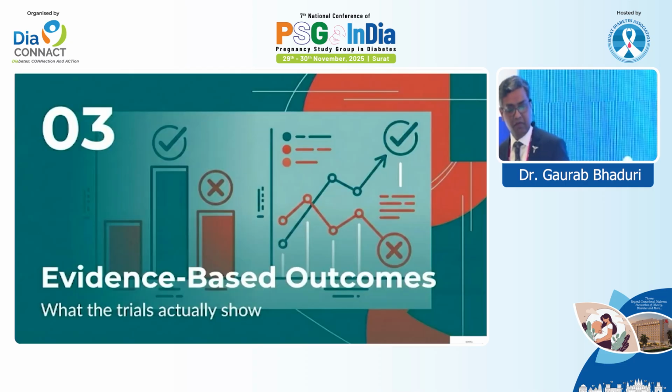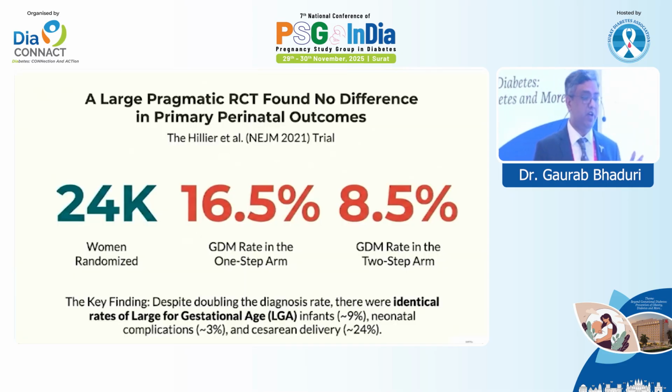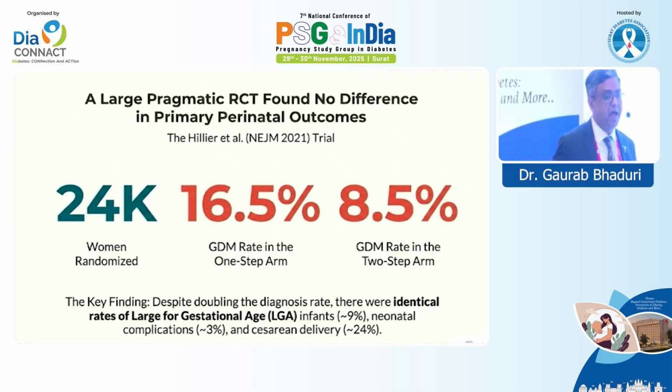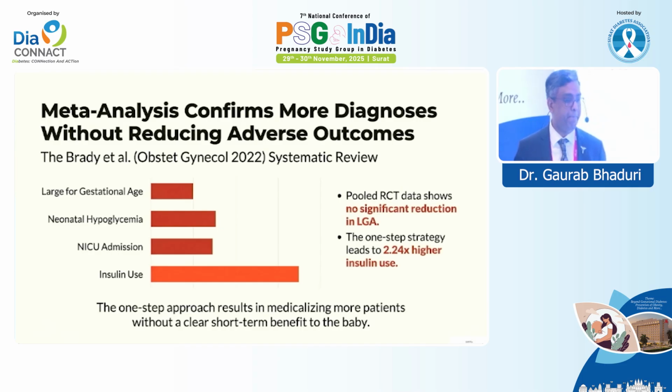Now, if you look at the evidence-based outcomes and what the trials are actually telling us, what we see over here is the Hillier et al. study from NEJM in 2021. A large pragmatic RCT found no difference in the perinatal outcomes. 24,000 women were randomized, and what we got is a GDM rate in the 1-step arm double that of the 2-step arm. However, despite doubling the diagnosis rate, there were identical rates for large for gestational age infants, neonatal complications, and even cesarean delivery.